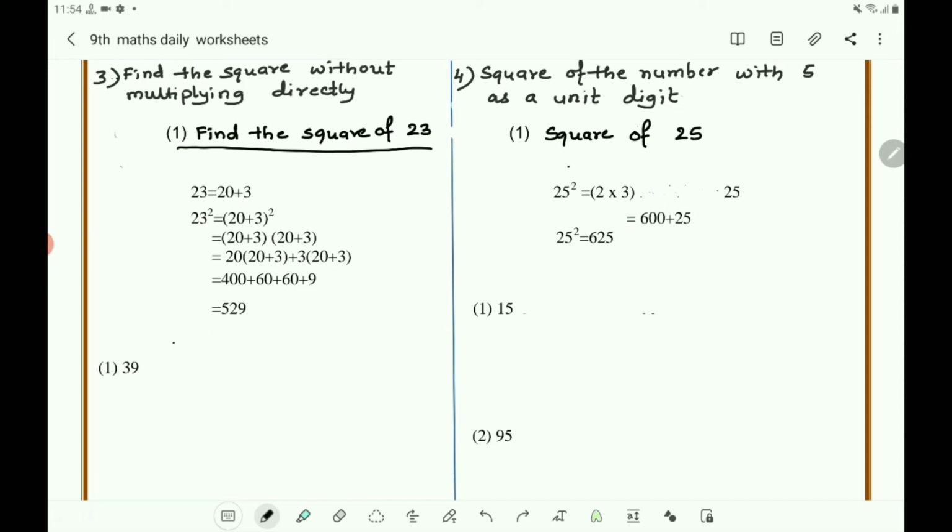Now you do the term by term multiplication. First you take 20 and in the other bracket you write 20 plus 3. Next you take 3 and again you write 20 plus 3. Then 20 into 20 is 400. 20 into 3 is 60. Then 3 into 20 is 60. 3 into 3 is 9. And find the sum of all these. 400 plus 60 plus 60 plus 9. What is the sum? The sum is 529. So you got that 23 square equals 529.